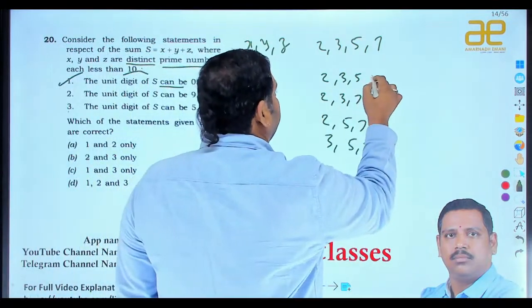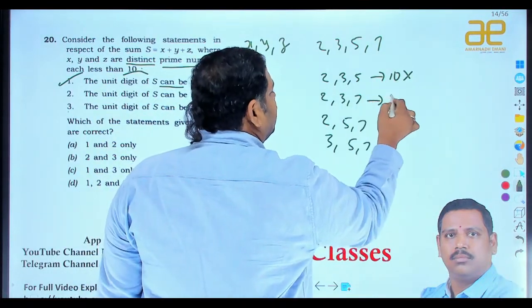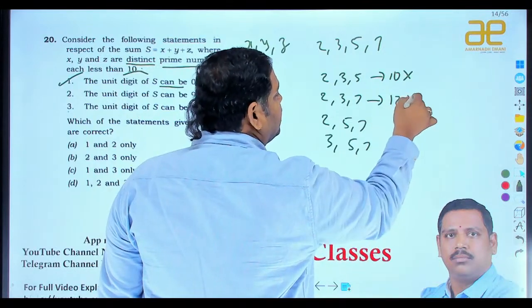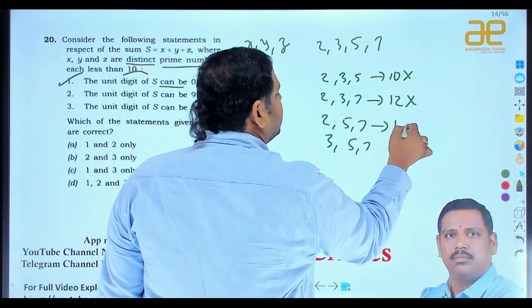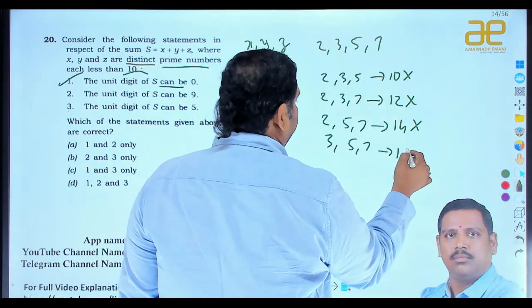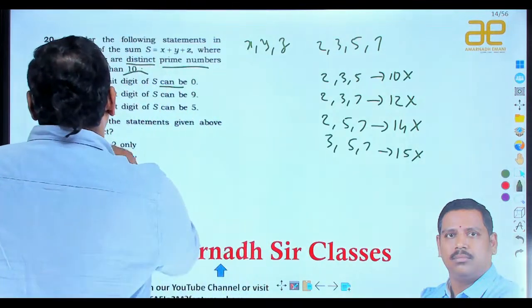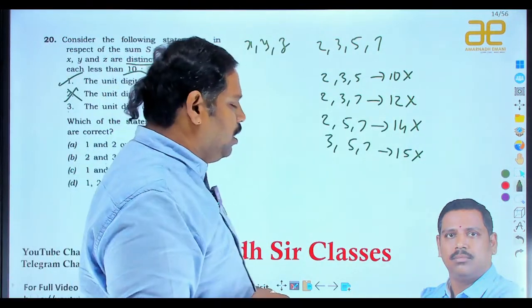2 plus 3 plus 5 is 10, so the units place is not 9. Leave it. The sum is 12, the units place is not 9. Leave it. The sum is 14, not 9. Leave it. If you add it, it is 15, so the units place is not 9. Leave it. So the second one is not a possibility. Go with the third one.